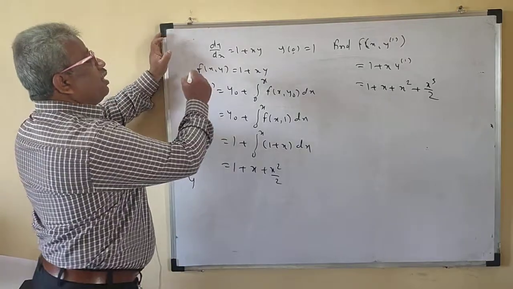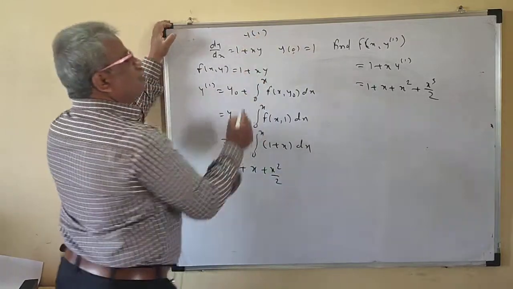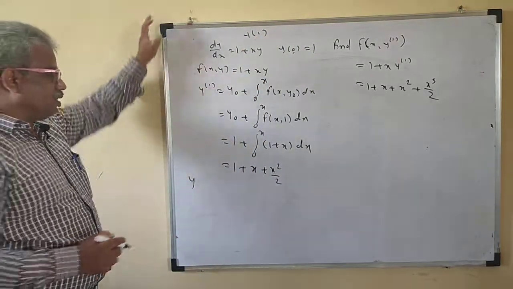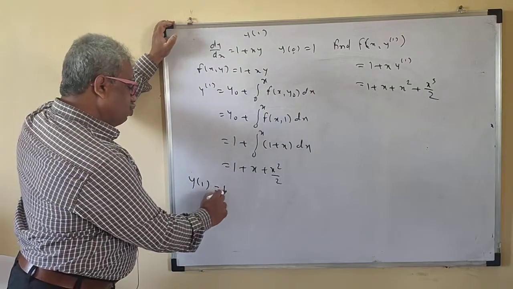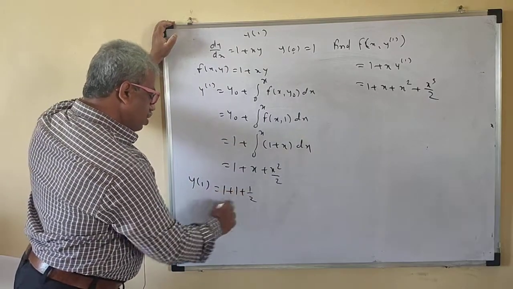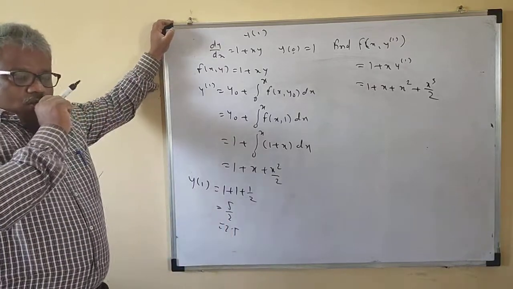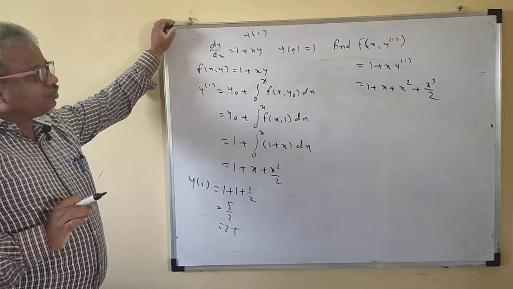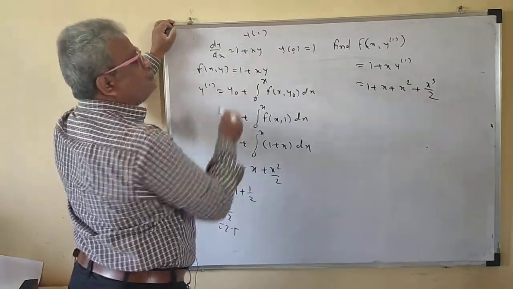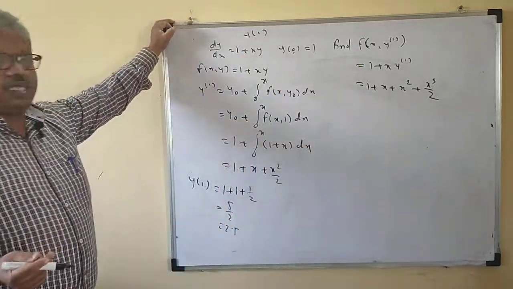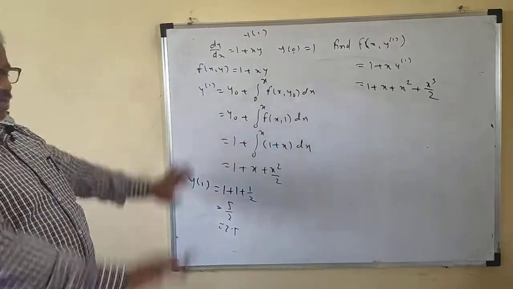So if they want to find the value of y(1) by using the first approximation, this is the first approximation. So if they want y1, then 1 plus 1 half. So this is what? 5 by 2. So this is 2.5. Very simple now. Either they will ask to find the value of y1, y2, something like this, or they will ask f of x, y1 now. So you should be ready for this.